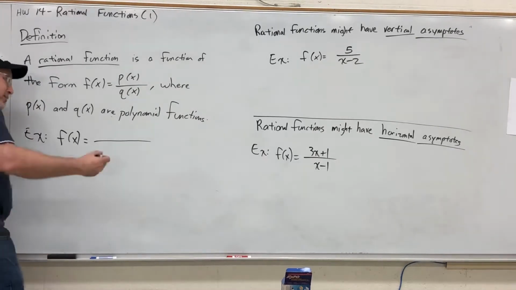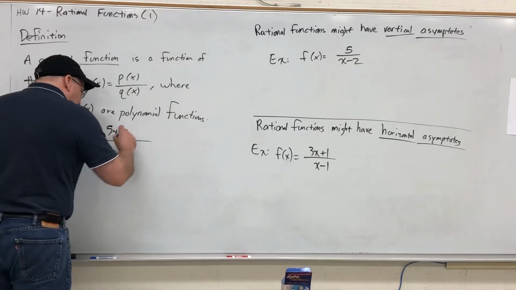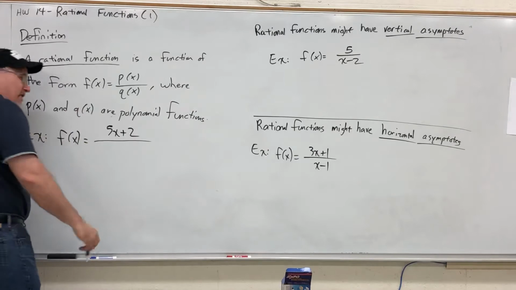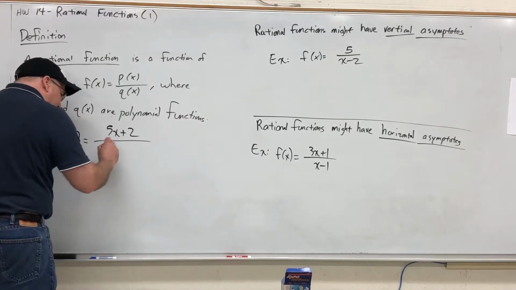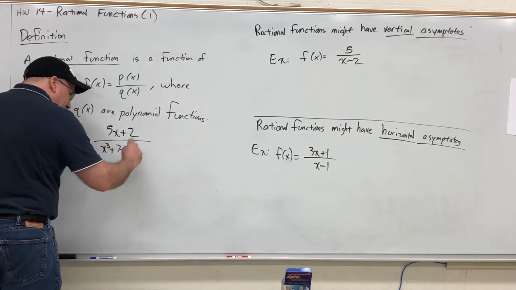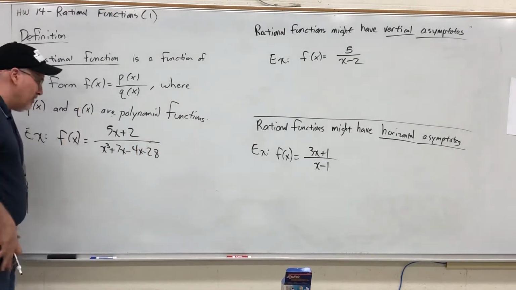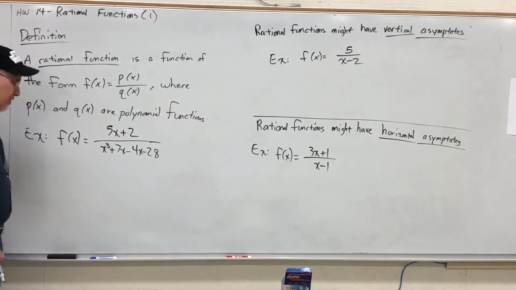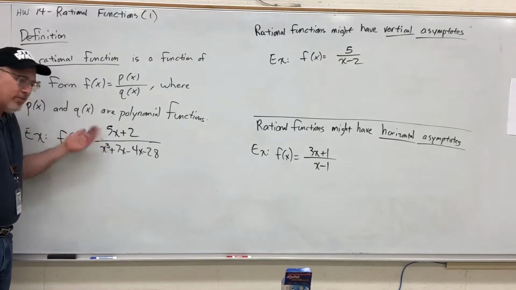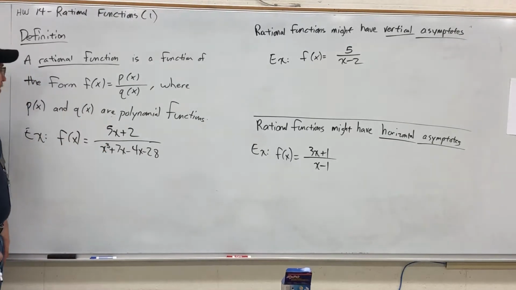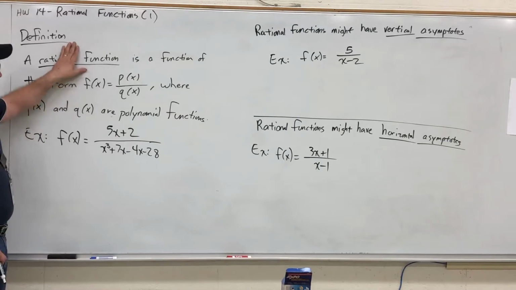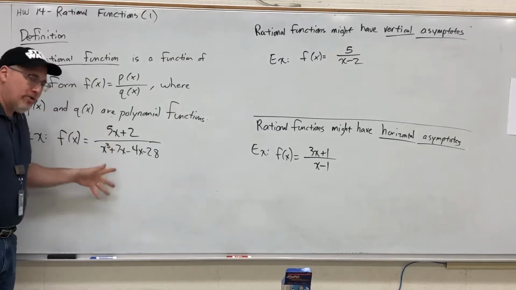one. It can be a short one like 5x plus 2. It can be a much more convoluted one like x cubed plus 7x minus 4x minus 28. But the size of the functions really doesn't matter, or rather the degree of the polynomial functions doesn't matter. All a rational function is, is a ratio of polynomials.